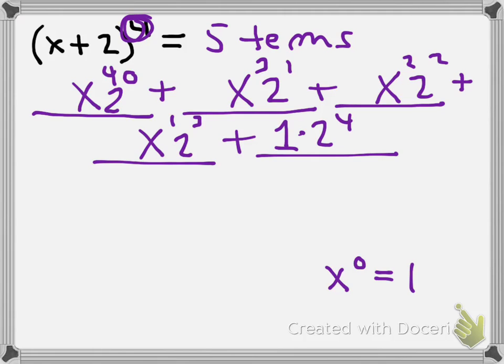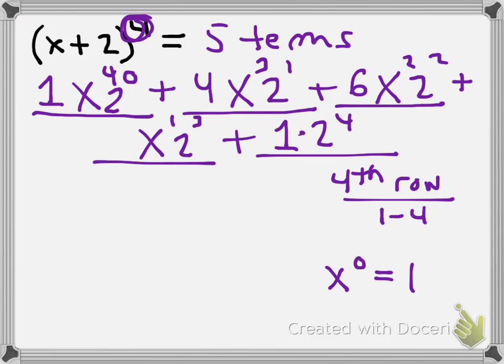Okay? And finally, I need coefficients. Well, this is the fourth power, so I need the fourth row of Pascal's triangle. The fourth row is the one that starts 1, 4. And you'll find that row. It is 1, 4, 6, 4, and 1.